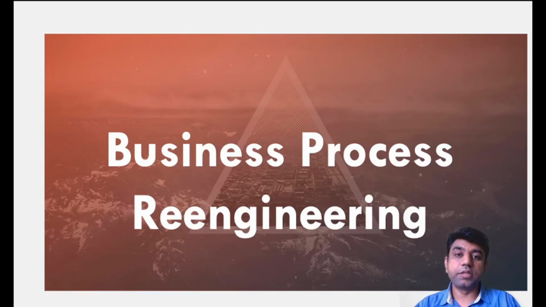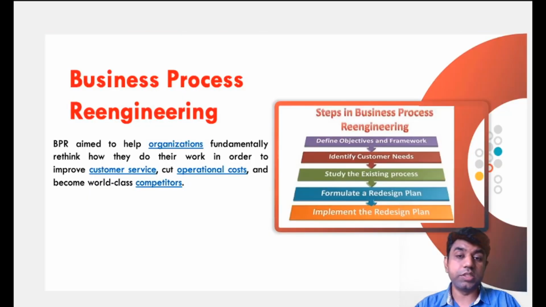The next thing we need to learn is business process re-engineering. Coming to this business process re-engineering, the aim is to help the organization fundamentally rethink how they do their business or work in order to improve customer satisfaction or customer service, by cutting the operational cost and becoming a world-class competitor, right? The word re-engineering itself indicates we need to redefine certain values, so that customer satisfaction can be improved.